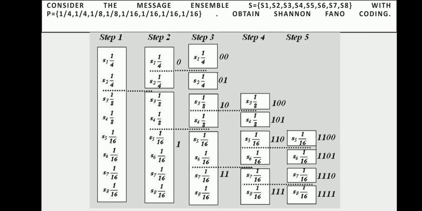So we can see that for S1 the code is 00, S2 the code is 01, S3 the code is 100, S4 the code is 101, S5 the code is 1100, S6 the code is 1101, S7 the code is 1110 and S8 the code is 1111. So this way we can code any symbols using Shannon-Fano coding.